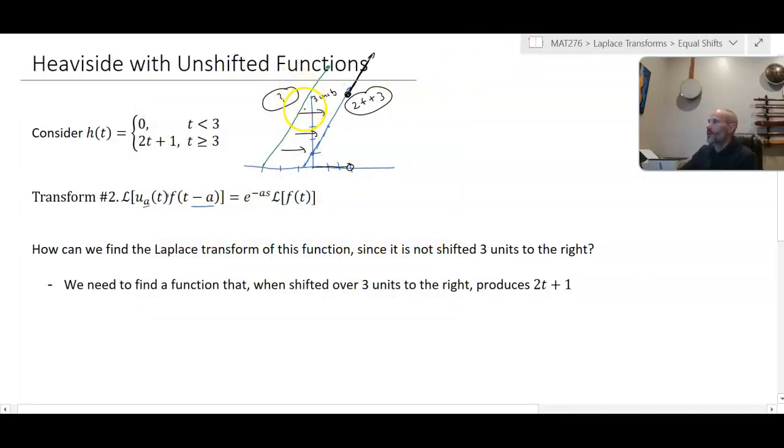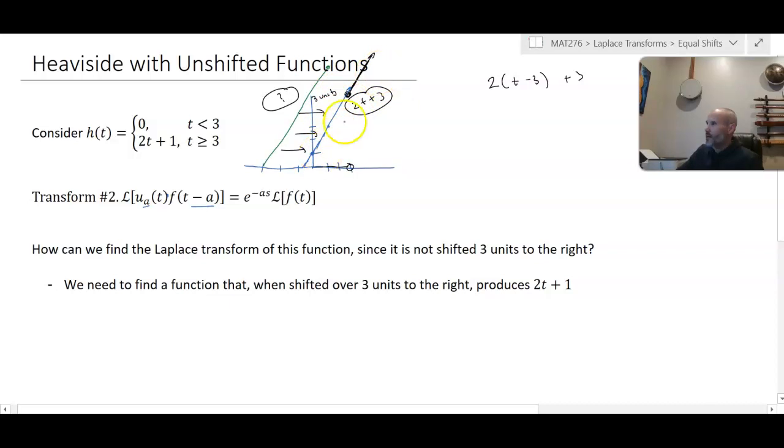We need to come up with a function that we can get into the form of, hey, take this, shift it over 3 units to the right, and you'll get 2t plus 1. Why don't we just work with 2t plus 1? A shifted function, when I'm saying that, is of the form, for example, if you took 2t plus 1 and shifted it 3 units to the right, you would write it as 2 times quantity t minus 3 plus 1. Okay, that would represent this blue line shifted over 3 units to the right.